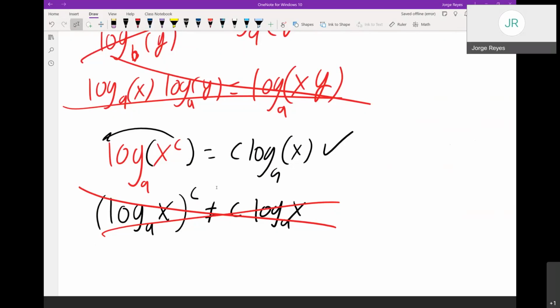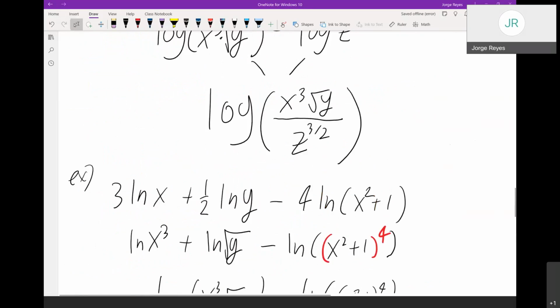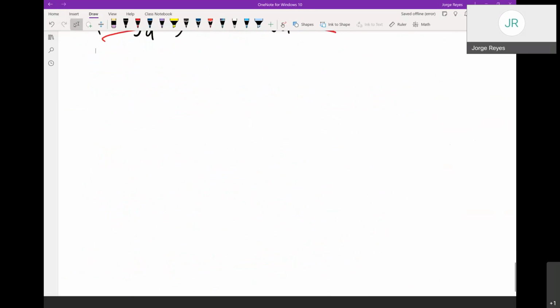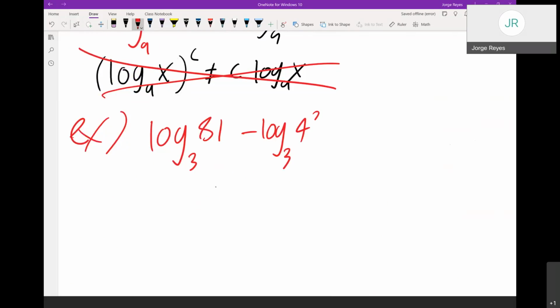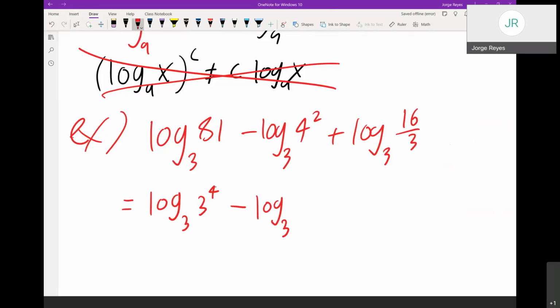One more with numbers. Right here, I've just done the whole combine and expand thing with letters, with algebra. One thing you could see on your homework is this kind of question where I just ask you, here's log 3 of 81 minus log 3 of 4 squared plus log 3 of 16 over 3. What is this number? If you don't want to use a calculator, one thing you would have to do is get a little creative with these power rules and these product rules.